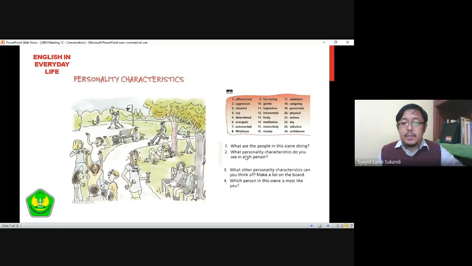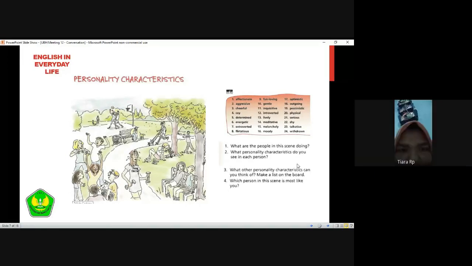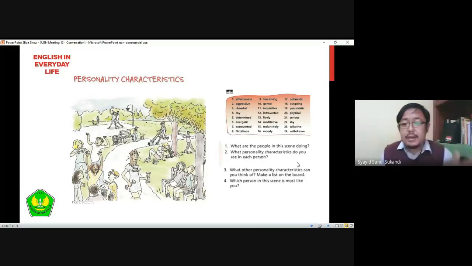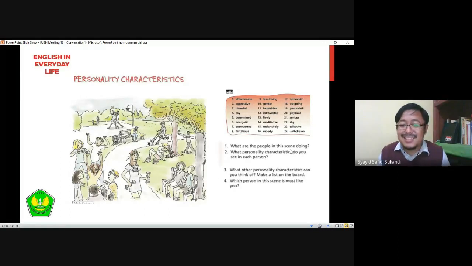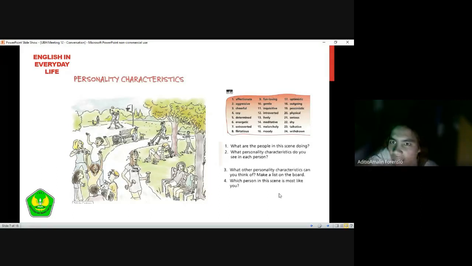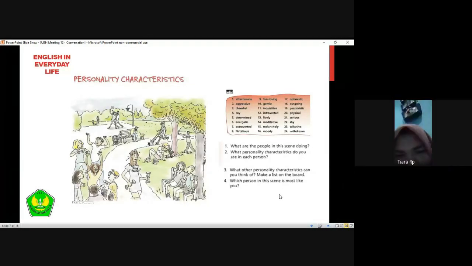Okay. All right. We try to answer this question. Number one, what are the people in this scene doing? Random. The people in this scene. So many answers, right? Just say the people in this scene are doing their activities. That's fine. That's the easiest. Just make it simple, right? Number two, what personality characteristic do you see in each person? Wow, it's going to be a long answer. There are 24 answers, so I'm just going to say it's 24 persons with 24 characteristics, so that's okay.